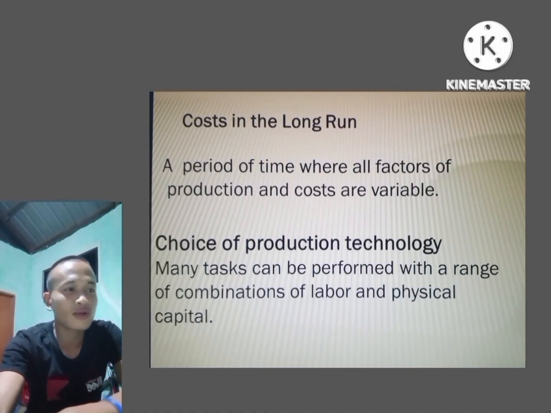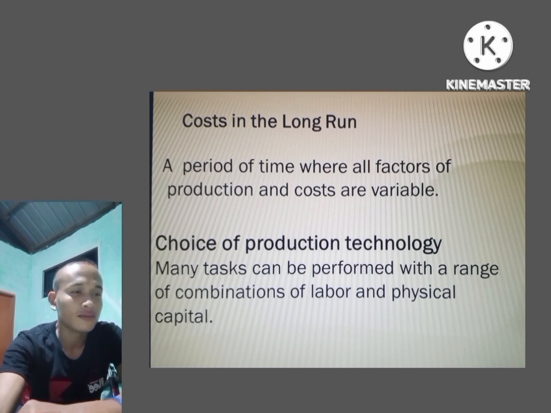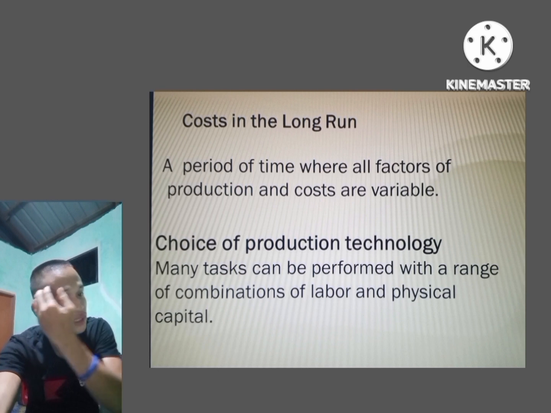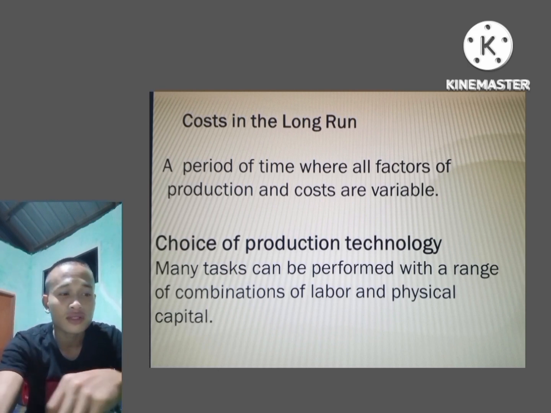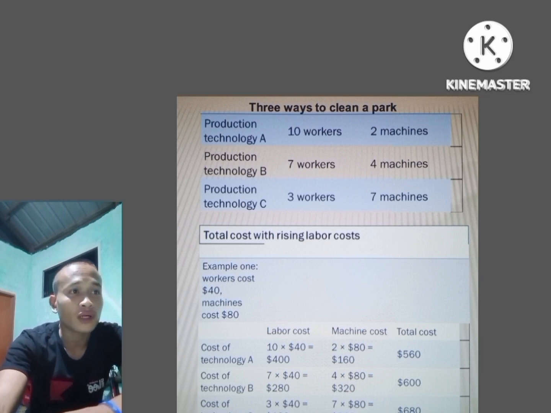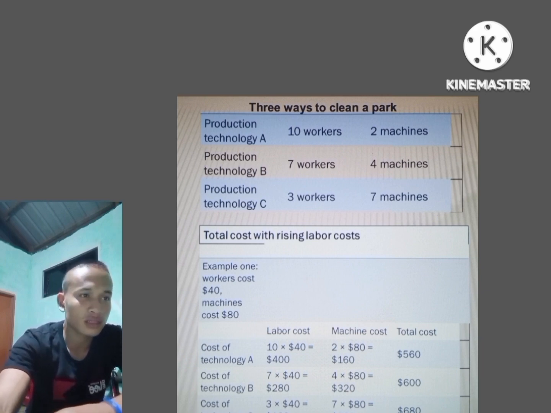So, choice of the production technology. Many tasks can be performed with a range of combinations of labor and physical capital. So there are three ways to do it. Production technology A: 10 workers and 2 machines. Production technology B: 7 workers, 4 machines. Production technology C: 3 workers, 7 machines.